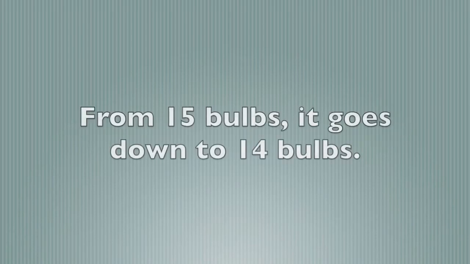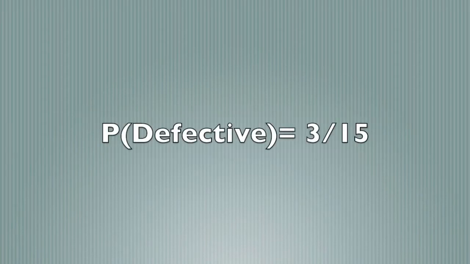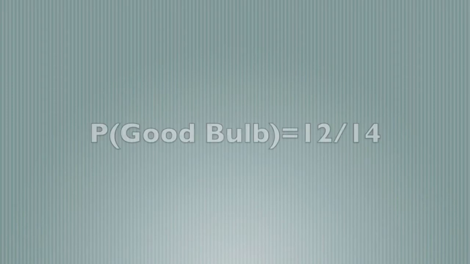Therefore, our denominator goes down with each successive light bulb that is pulled from the box. For example, the probability of getting a defective light bulb is 3 out of 15 because there are 3 defective light bulbs and 15 total light bulbs. Then you draw a good bulb. However, you have already drawn a defective one from the box, so you only have 14 bulbs to draw from. Therefore, your chances of drawing a good bulb after you draw a defective one is 12 out of 14, because there are 12 good bulbs and 14 total bulbs.